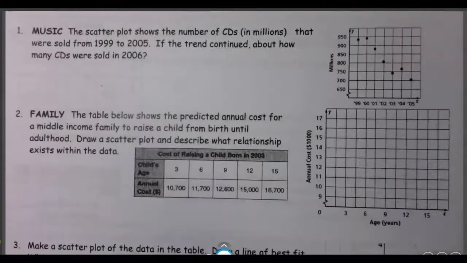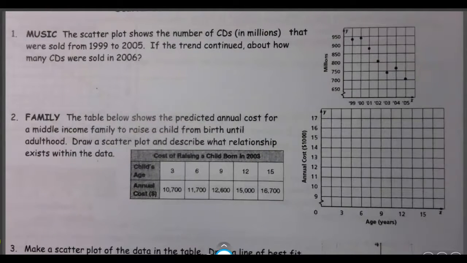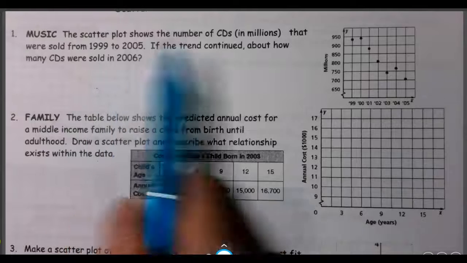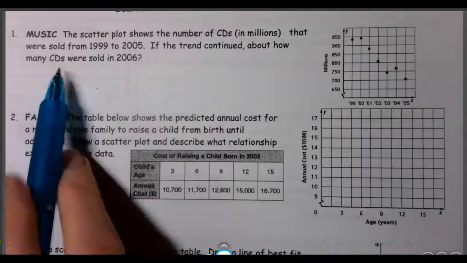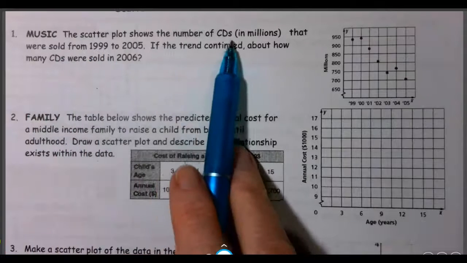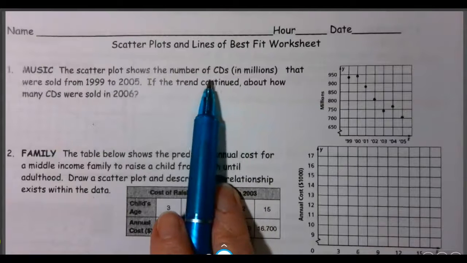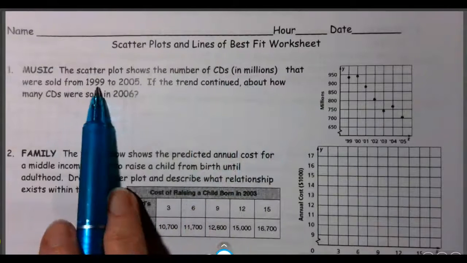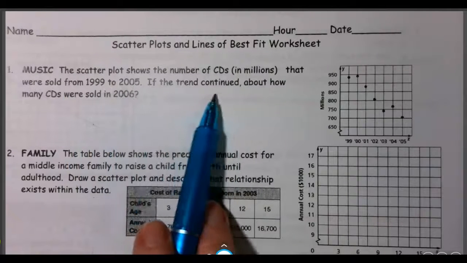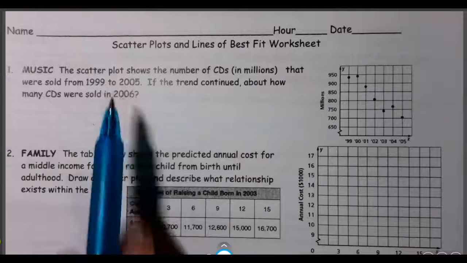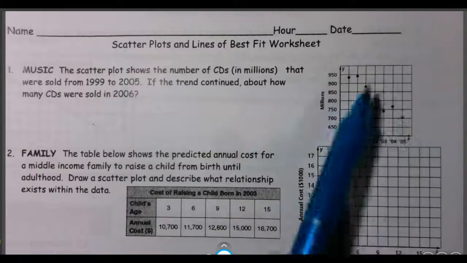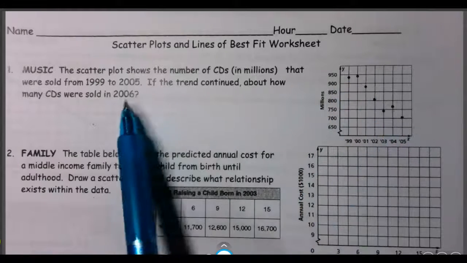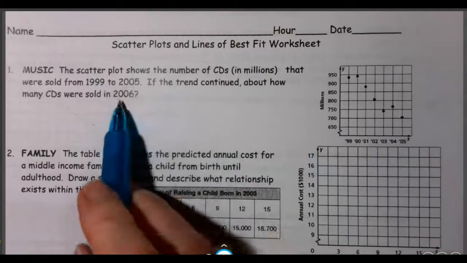I want to go to the next page because this is more of what you're going to see a lot of times. They're going to give you a word problem and then you have to make predictions. So we're going to look at a couple of these. Some of these we're going to do, and some of these I'm guessing your teacher will assign to you. So look at this first one. The scatter plot shows the number of CDs. Do you even know what a CD is? Compact disc. In millions that were sold from 1999 to 2005. If the trend continued, about how many CDs were sold in 2006? So look at this trend. See how that's a negative trend? It's going down. So you could make predictions about what it would be, and it wants us to predict what would happen in 2006.